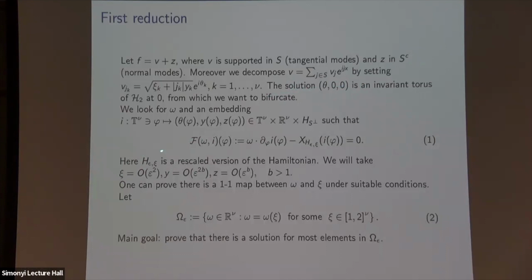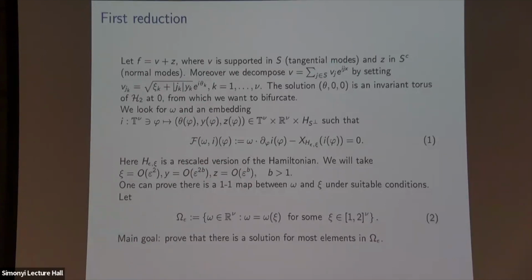So effectively what we want to find is a 0 of this equation here. And here this H epsilon is the rescaled version of the Hamiltonian, taking into account the different sizes. So this also goes back to the previous question by Peter. So Xi is going to be epsilon squared. This whole thing is going to be of size epsilon because the y's are going to be lower order and the z's are also going to be lower order.